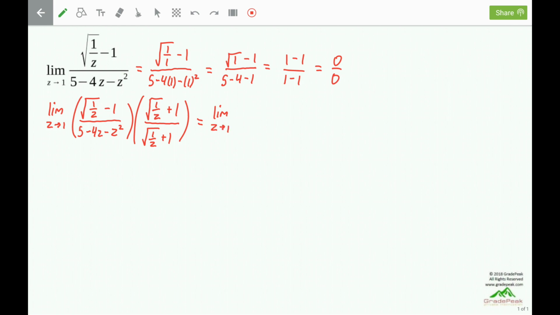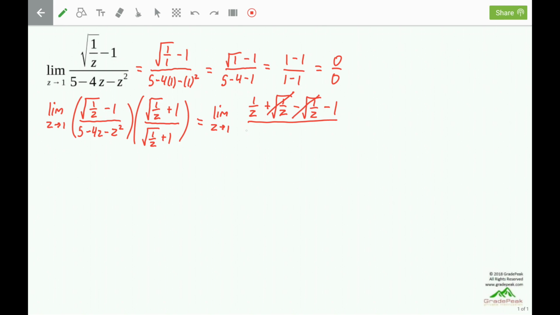In the numerator we have a root conjugate pair. We are going to FOIL that out. First, root of 1 over z times root of 1 over z will be 1 over z. Outside, root of 1 over z times a positive 1 is a positive root of 1 over z. Inside, negative 1 times the root of 1 over z is negative root of 1 over z. And then last, negative 1 times a positive 1 is a negative 1.